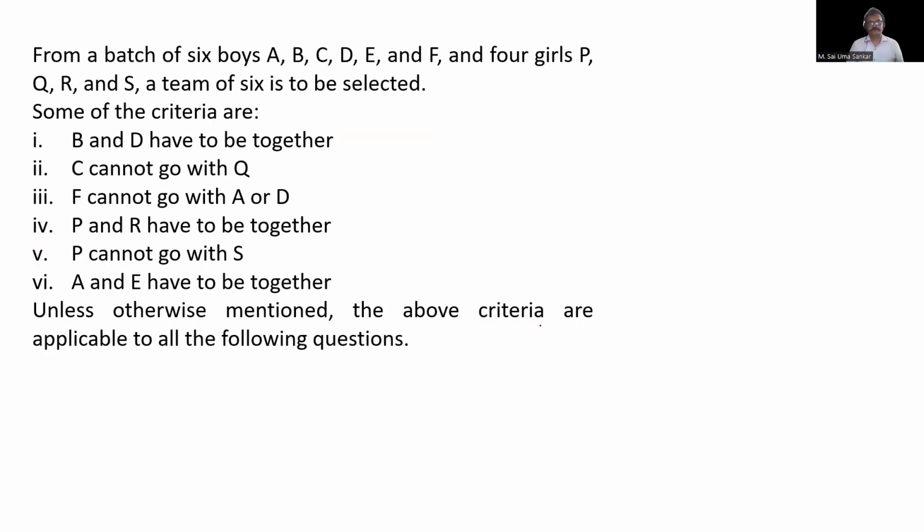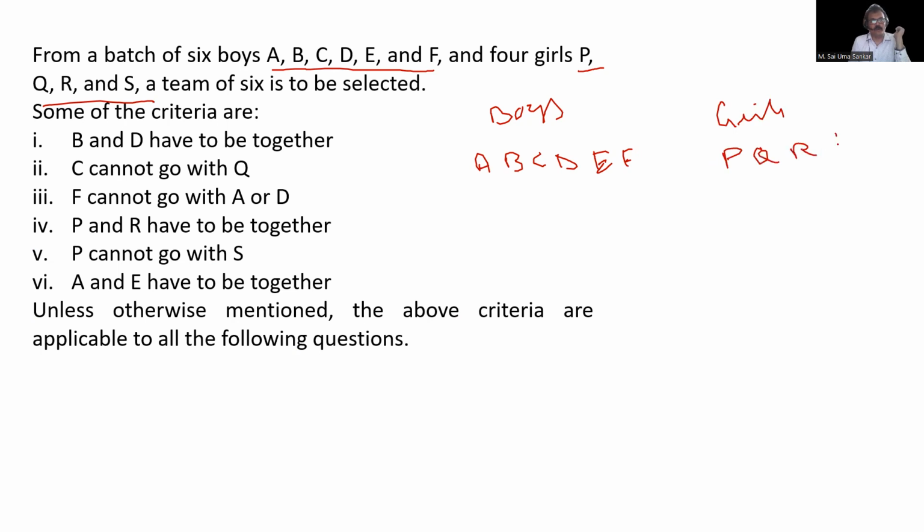Go to the next one. From a batch of 6 boys A, B, C, D, E and F and 4 girls P, Q, R, S, a team of 6 is to be selected. Here, what about the boys? That is A, B, C, D, E and F. And what about the girls? That is equal to P, Q, R, S.